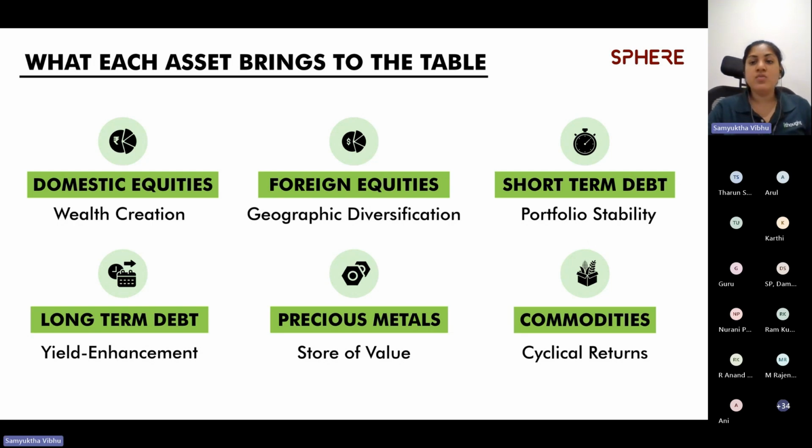Then you have short-term debt, which basically brings you portfolio stability. If you're somebody who has a goal coming up, you don't want your entire portfolio to be in a situation where you don't know what it's going to be like 1 month from now or 3 months from now, right? You want some level of clarity that you can fund your goal with ease. So you need that stability from a short-term debt investment. When it comes to long-term debt, you're basically looking at making a slightly higher return because you're taking a slightly higher level of risk in terms of volatility. So in a technical term, we would call it yield enhancement.